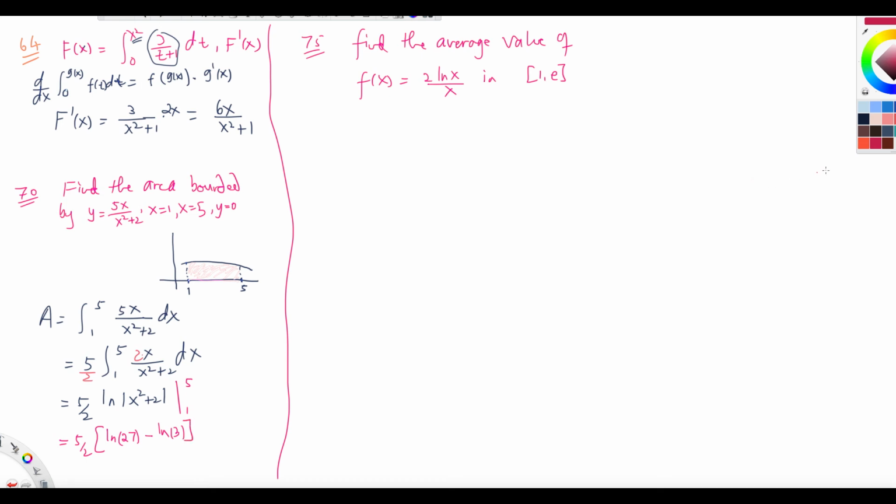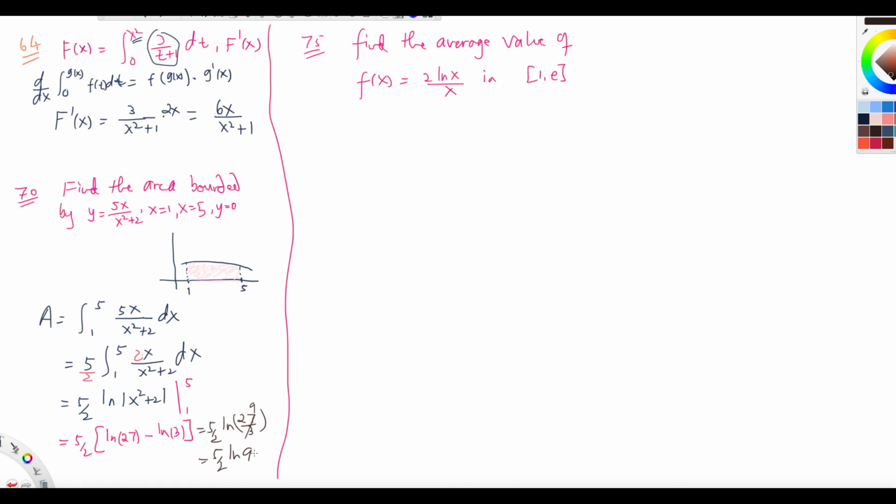But do you remember the properties of the natural log? Natural log of x minus natural log of y is natural log of x over y, right? So 5/2 is there, natural log of 27 over 3, that is 9, right? So what is natural log of 9? You can just keep it. So 5 over 2 natural log of 9.